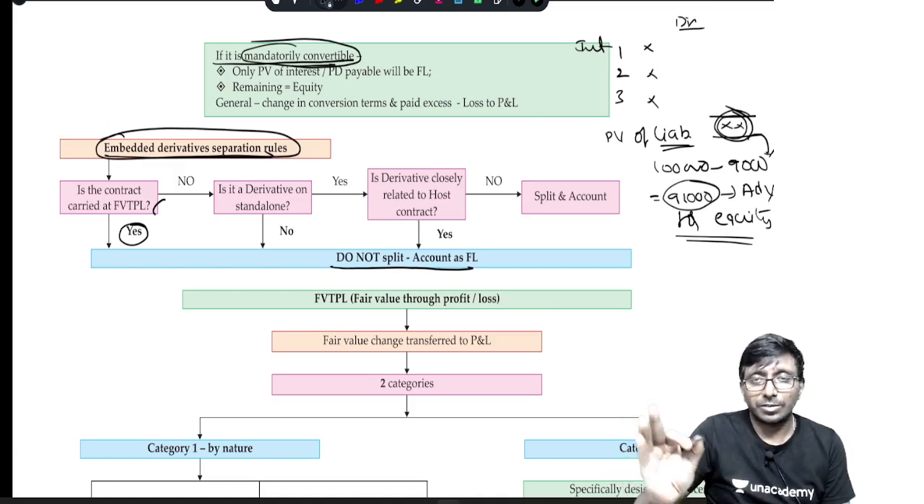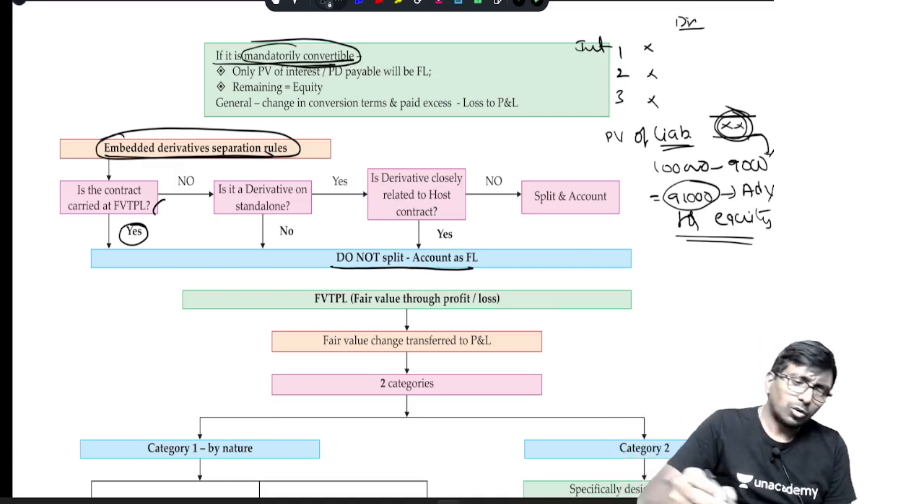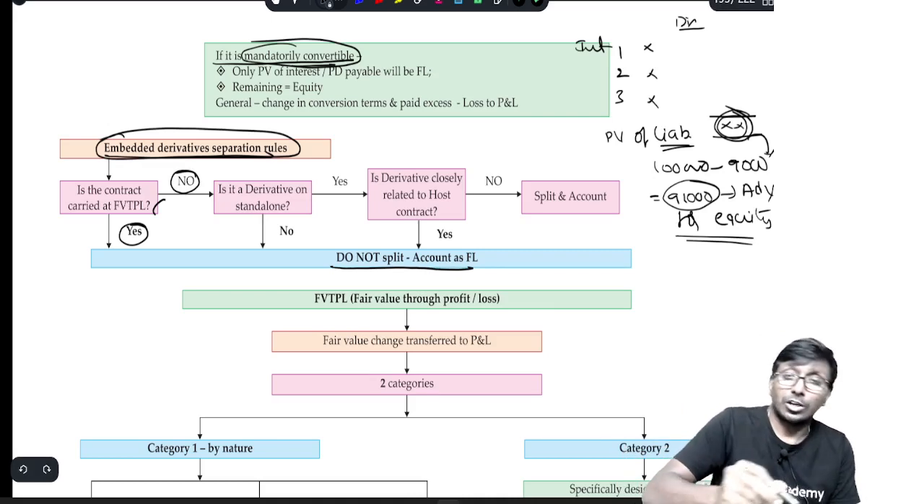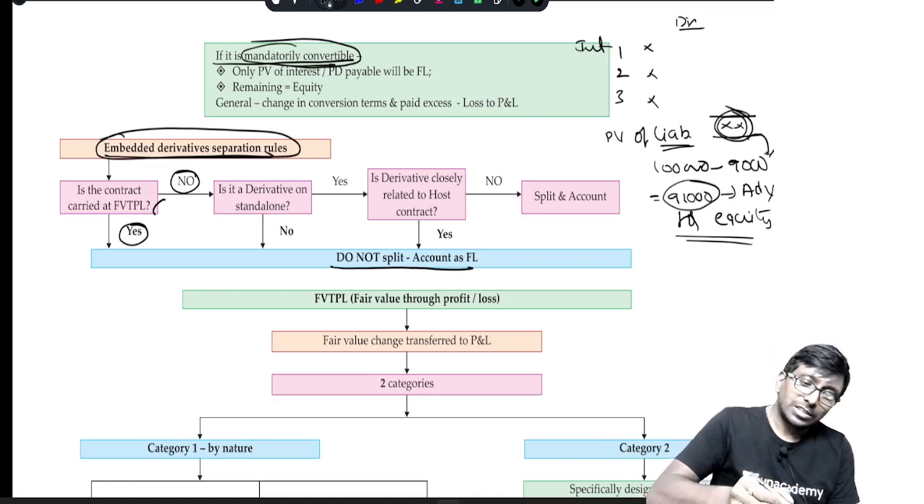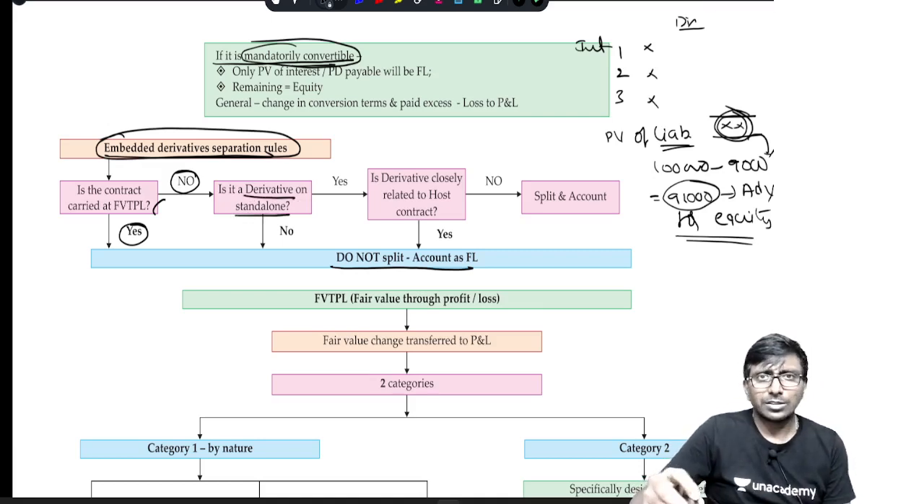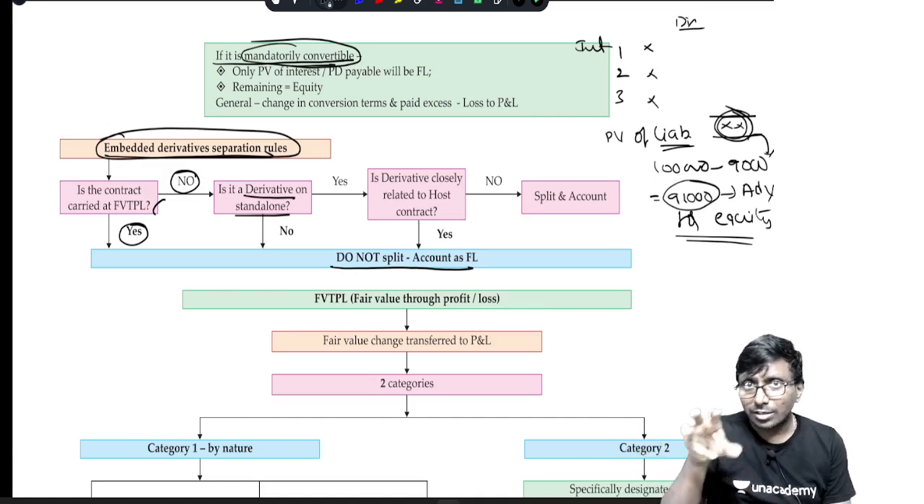The full contract will be a financial liability. That's it. No sir, it is not FVTPL, we are following the amortized cost method. Oh, is it? Excellent. Then we will ask, is it a derivative on its standalone? Meaning, are such kinds of derivatives sold in the market?